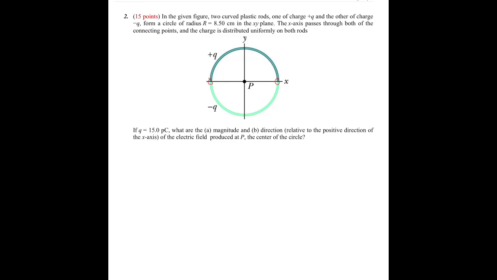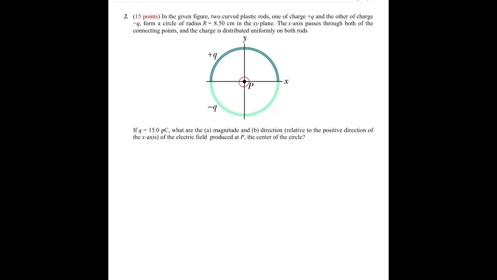So in this one, in the top one you have plus charge, and in the bottom one you have negative charge, minus charge. So our task is to find the electric field due to this charge distribution at the center of this circle, that is the origin of the coordinate system, observation point P. So we need to find the electric field at this point.